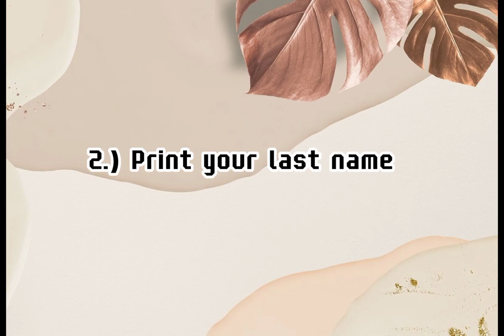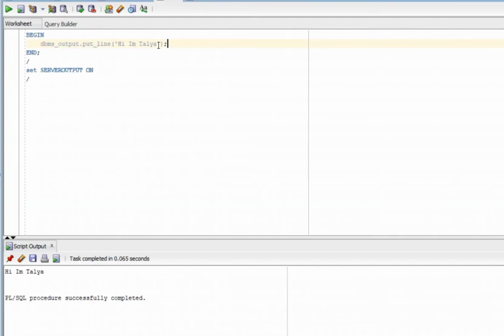Question number 2: print your last name. Same format that I will use in the first code. I will just replace the variable with my last name, which is Yu. Let's try to run this. And the result is Yu.